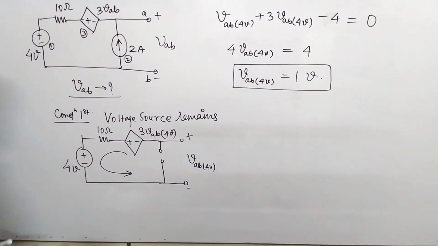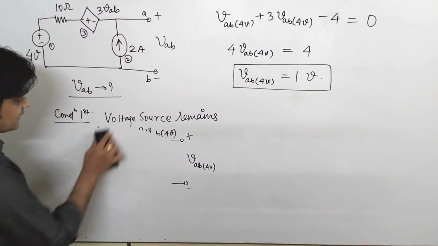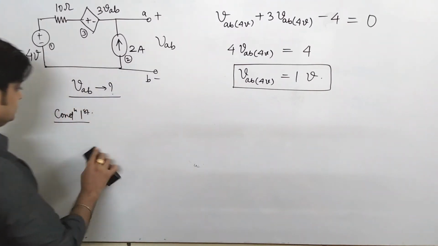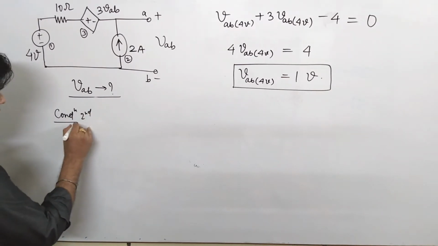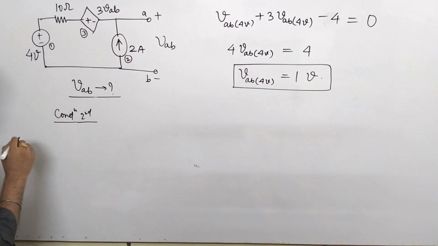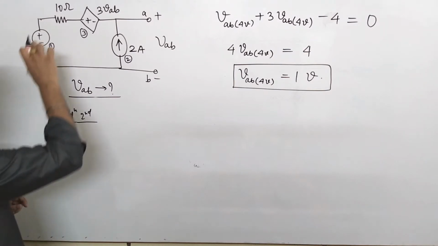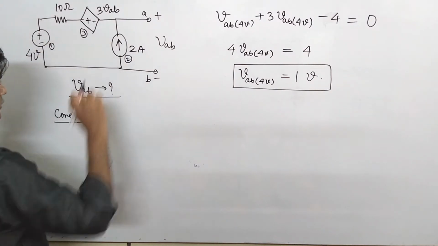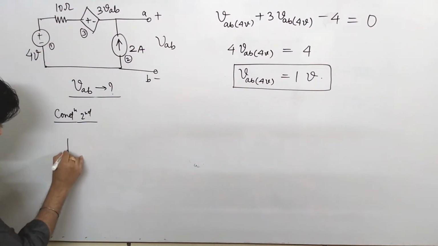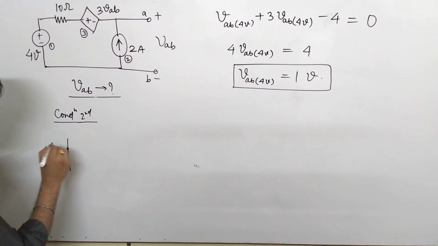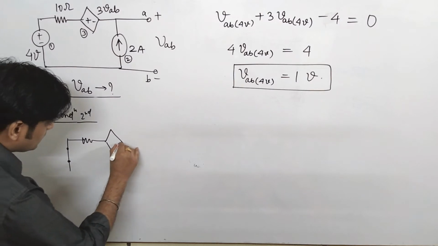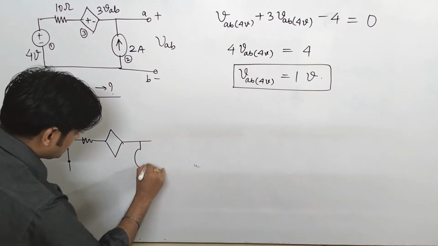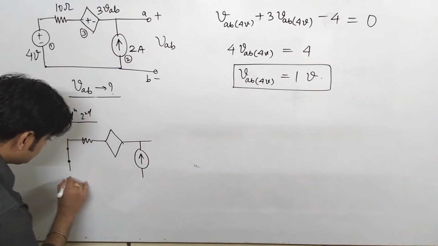Okay, now we will consider our next condition. In the next condition we are suppressing this voltage source and we will find VAB because of the current source. So this gets short circuited. This is your 10 ohm resistance, and again this is your current source.